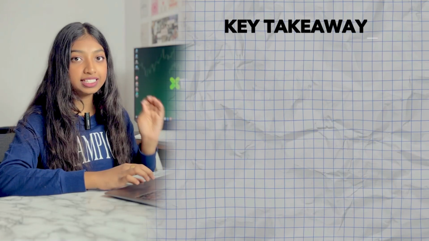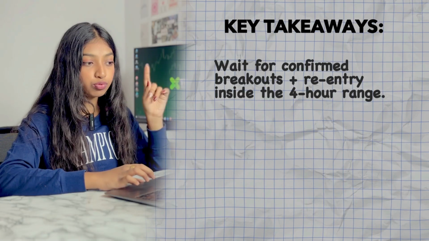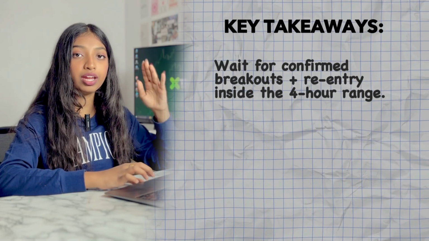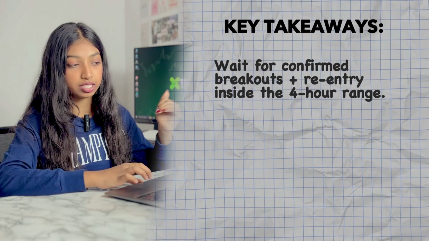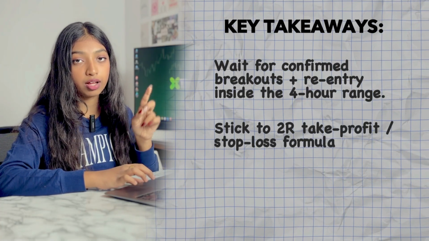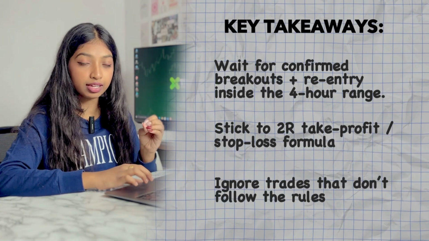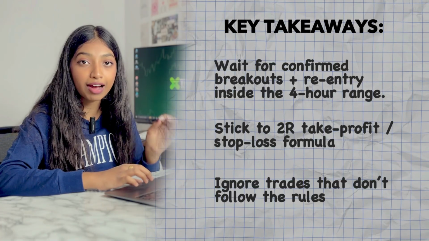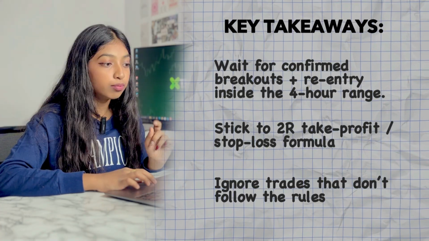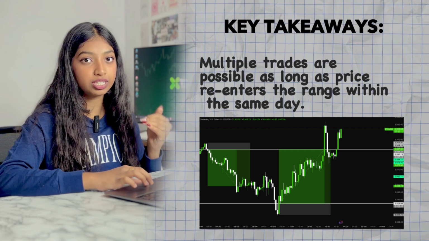Good. Now here are some key takeaways that I would recommend you note down. Wait for confirmed breakouts plus re-entry inside that 4-hour range. You can wait for perfect confirmation and then re-enter. Stick to 2-hour take profits. Stop loss is very important. 1-hour stop loss and 2-hour profit. Ignore trades that don't follow the rules. Patience is everything. If you want to see consistent profits, then you have to wait, because patience is everything. Multiple trades are possible as long as price re-enters that range within the same day.